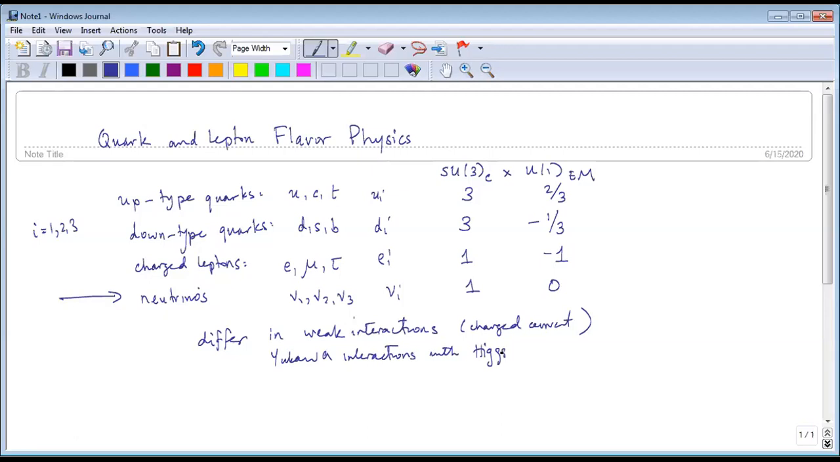In fact, what we know empirically is that the basis in which the weak interactions take a simple form is different from the basis of the Yukawa interactions with the Higgs, which take on a more complicated form. And so we have the gauge versus the mass eigenstates. Now, just some terminology here. These are said to have different flavors.